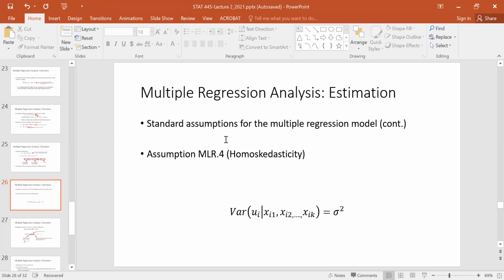Assumption number 4, I already explained this in simple regression, so I don't waste time on this. The idea of homoscedasticity is that the variance of the error term given the regressors is constant. That's homoscedasticity. When this is violated, then we have heteroscedasticity.